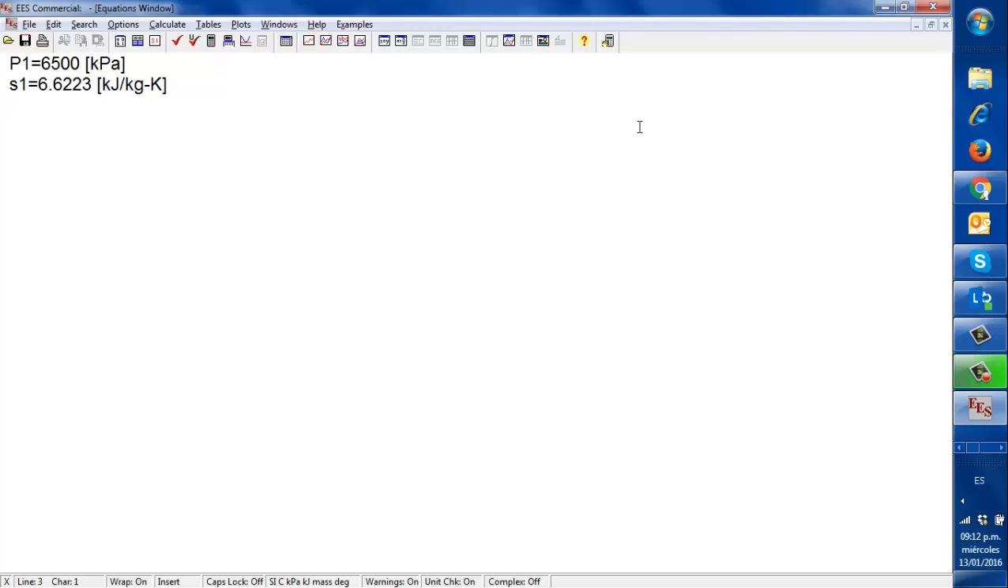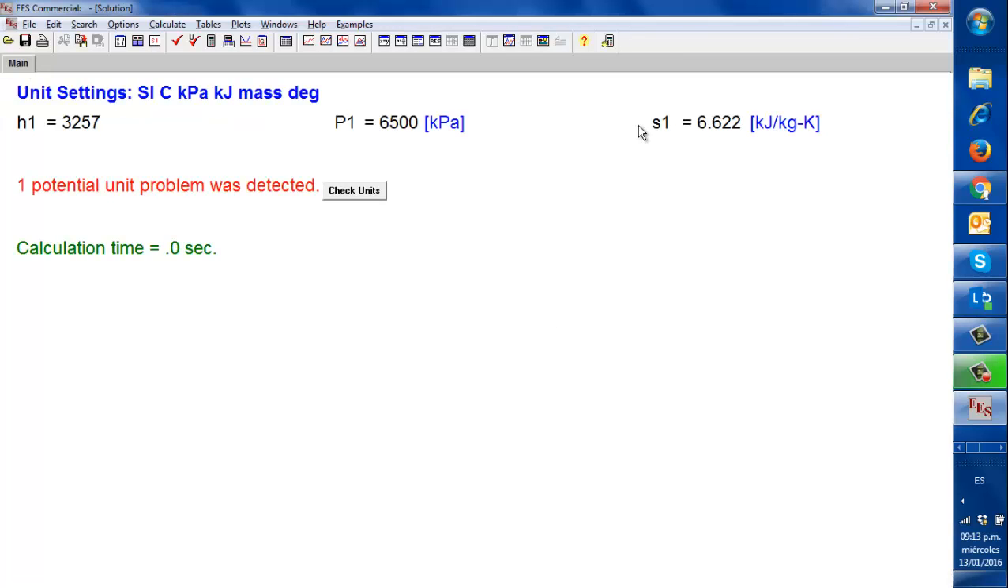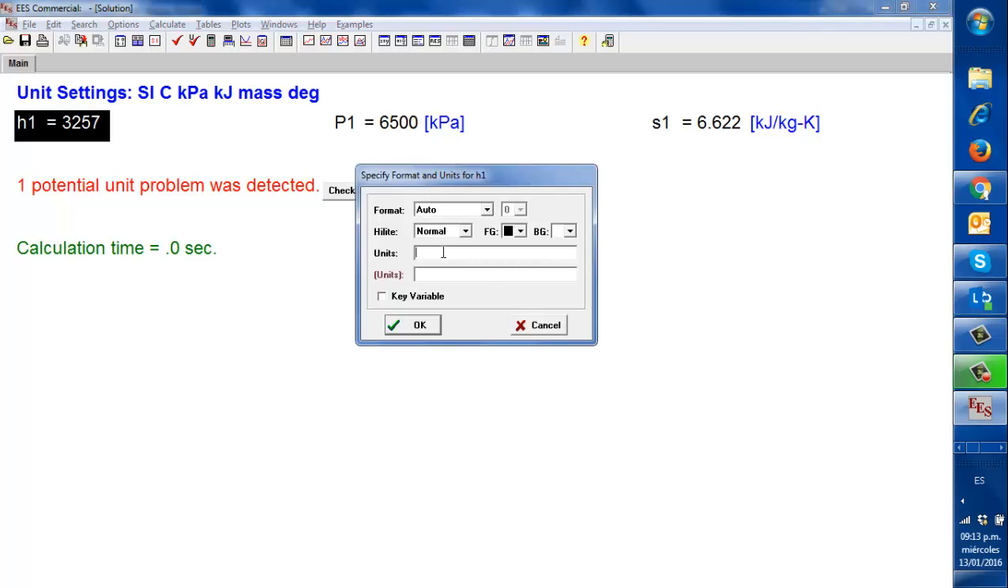So now I'm gonna compute my H. And I can do it explicitly. H1 will be enthalpy. What is my fluid? Steam. What are the conditions? Entropy equal S1, pressure equal pressure 1. If I press F2, I have my values. And I know that this is kilojoules per kilogram.